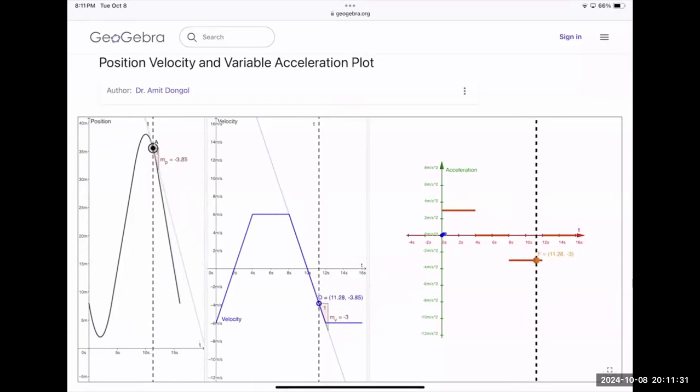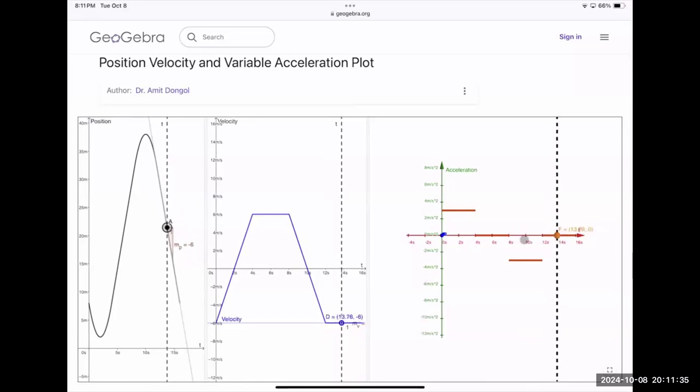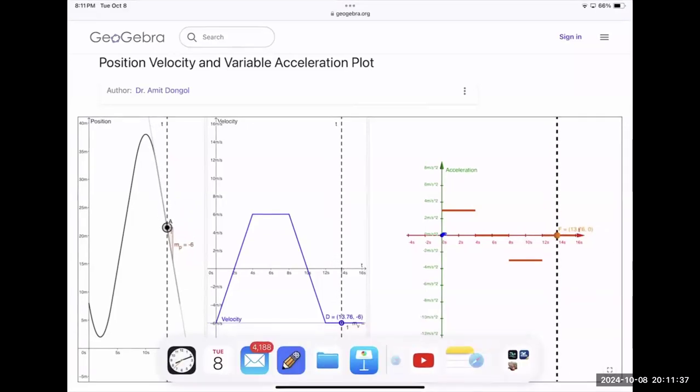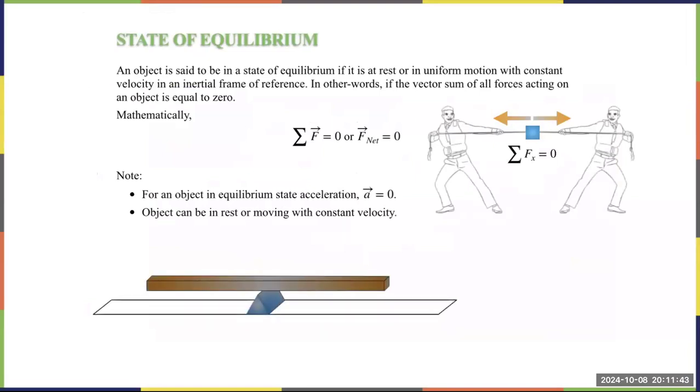Now, as soon as I'm moving with a constant velocity, my acceleration is 0. So that's what I mean by state of equilibrium, right? So that's also net force is 0. It could be at rest and it could be in motion.